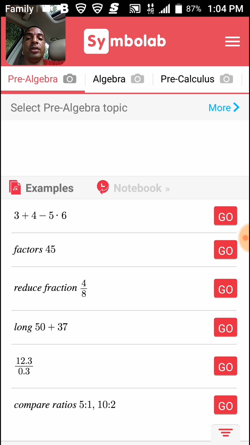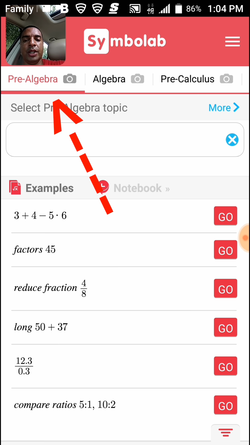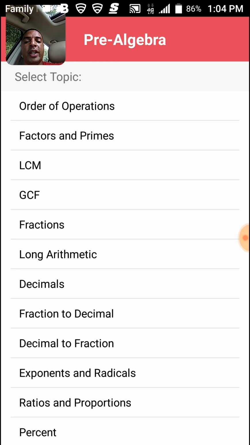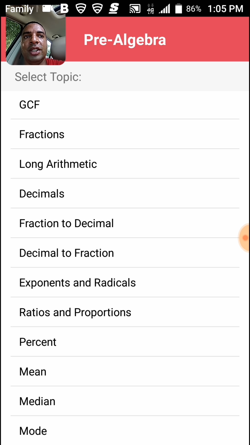Today we're going to do some math using a really nice application, as we did last time. Today we're going to work on a little pre-algebra. In this section, if we hit more, we have order of operations, factors and primes, LCM, which is least common multiple, GCF, which is greatest common factor, fractions, long arithmetic, decimals, fraction to decimal, decimal to fraction, exponents, radicals, ratios and proportions, percent, mean, median, and mode.